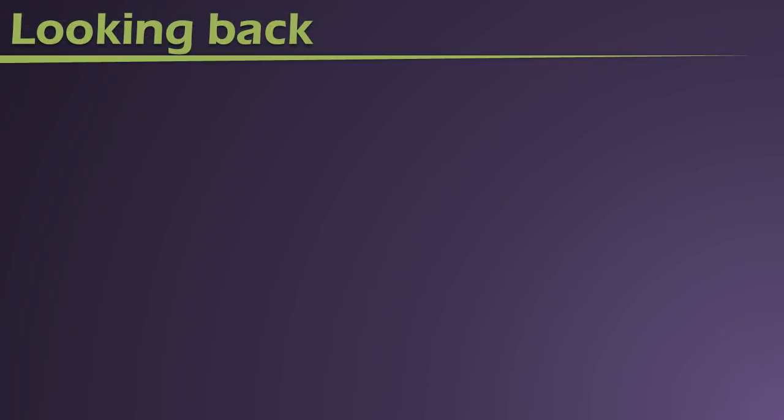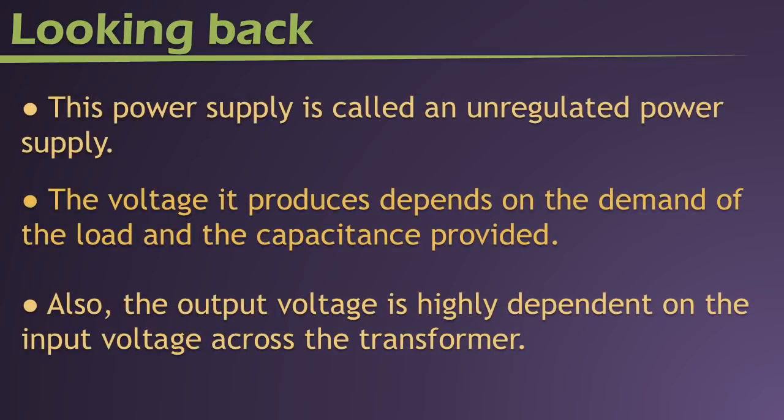The power supply that we have right now consists of a transformer, a bridge rectifier, and a filter capacitor. This type of power supply is called an unregulated power supply. The reason it's called an unregulated power supply is because the voltage it produces is highly dependent on other factors. So the voltage it produces depends on the demand of the load and the capacitance that we provide. If the load is very demanding and our capacitance is not very much, then we're going to see a lot of ripple on the output of our power supply because it's going to be discharging that capacitor very quickly and causing the voltage to drop.